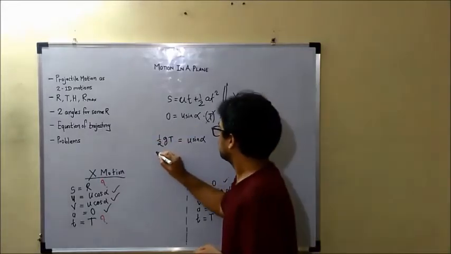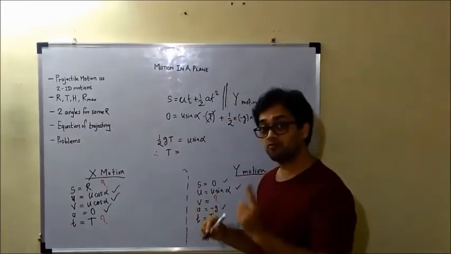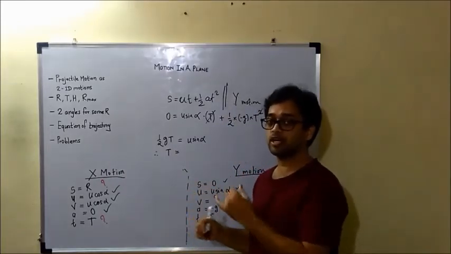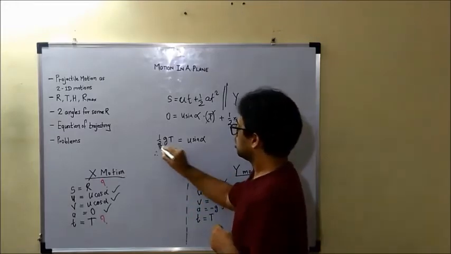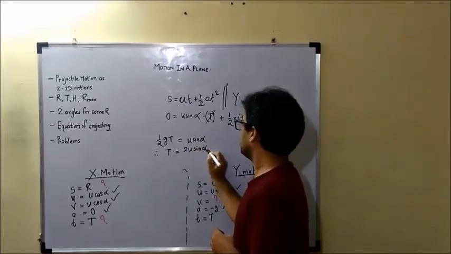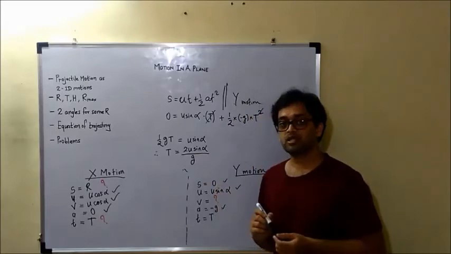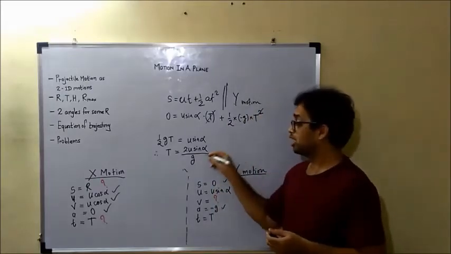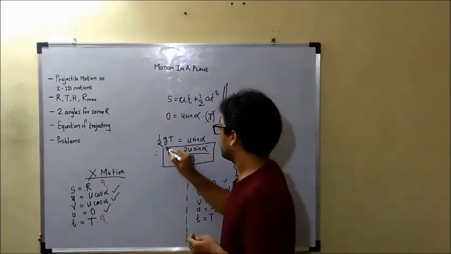Okay. Now that gives me capital T, that is the time of flight, that is one of the three things that we wanted. We wanted R, H and T. So it gives me T is equal to, this 2 will go on the other side, so 2u sine alpha divided by g. Okay. So that is the total time of flight. Let us make a box because this is going to be an important equation.